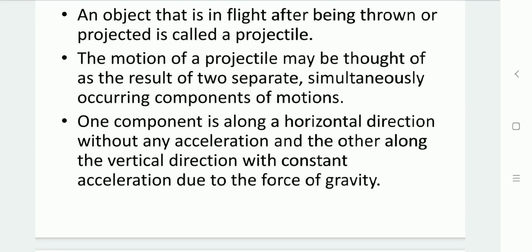While this object is falling downward, that is free fall. Here the x component of acceleration is not available, so there is no acceleration in the x direction. Acceleration is available only in the y direction, downward, with constant acceleration. That acceleration is due to gravity.